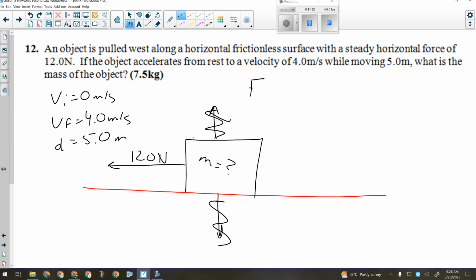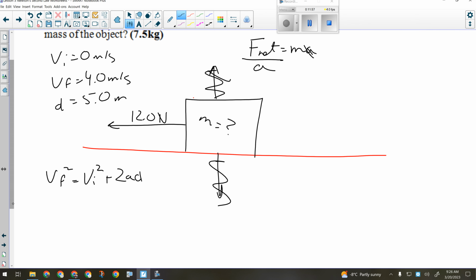So since I have that, I know if I can get the acceleration, I should be able to get the mass. And I've got VI, VF, and D. So I should be able to do this and get acceleration. All right, so it's another one of those ones that requires us to use our kinematics formulas.